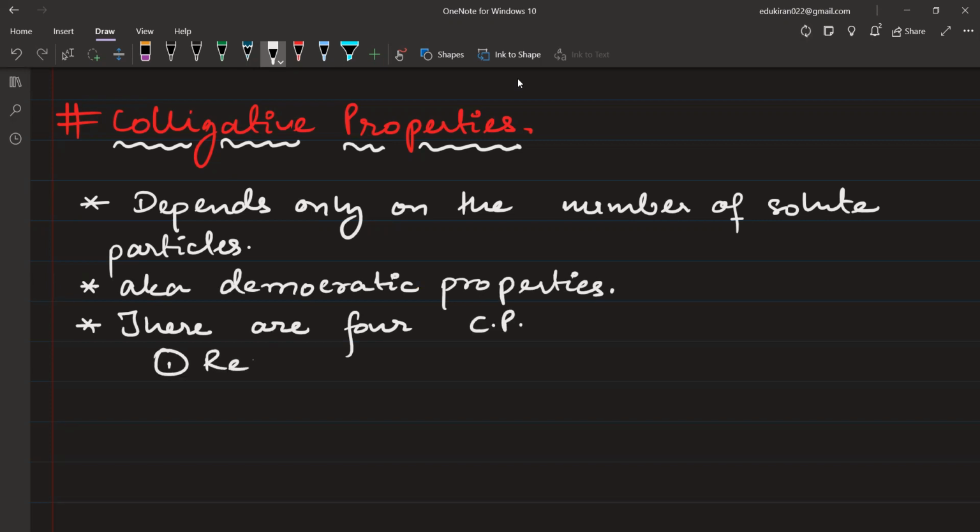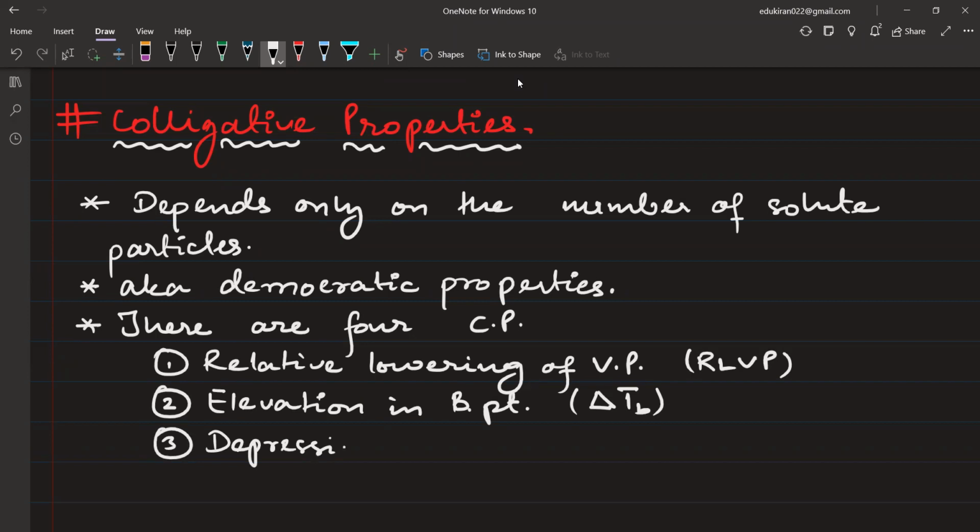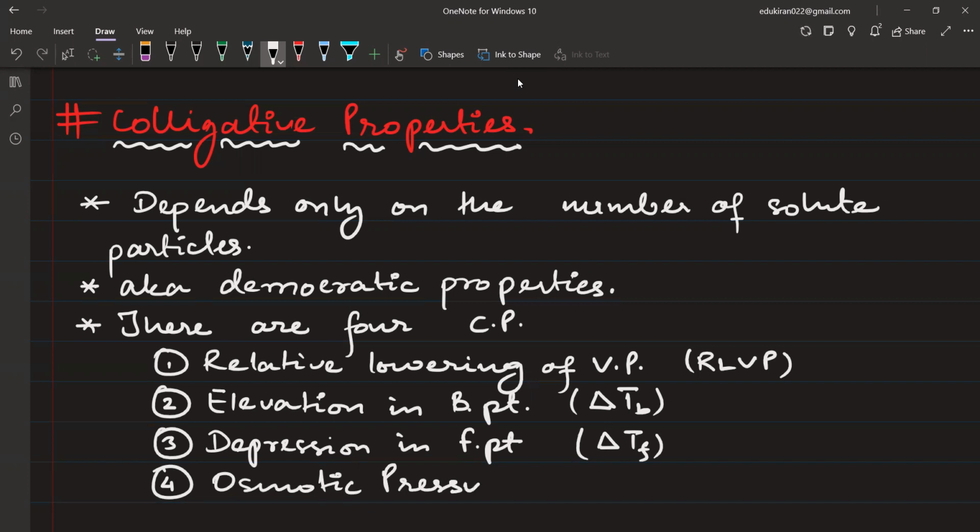Number one, please write relative lowering of vapor pressure. I will denote this by RLVP. Second, please write elevation in boiling point, denoted by delta TB. Third is depression in freezing point, denoted by delta TF. Fourth, osmotic pressure, which is denoted by capital pi.